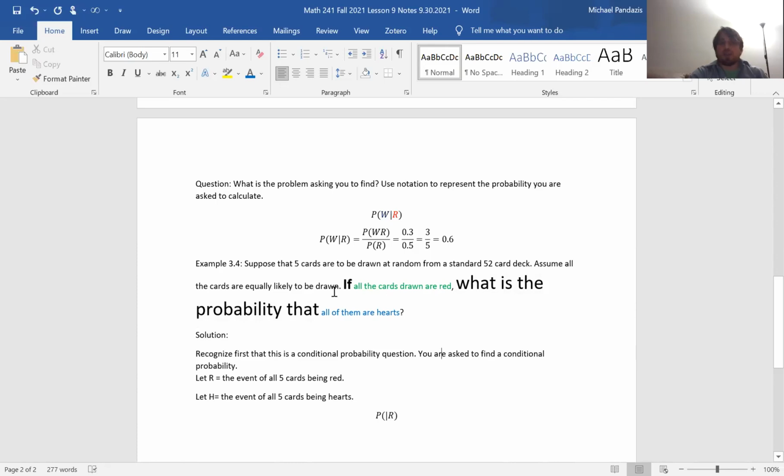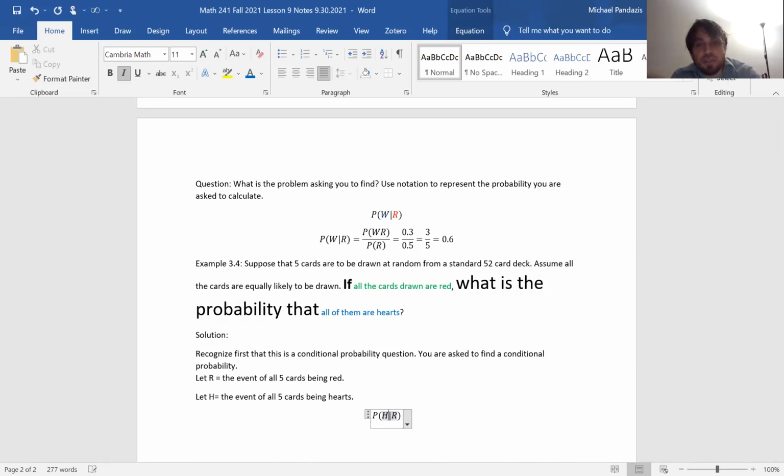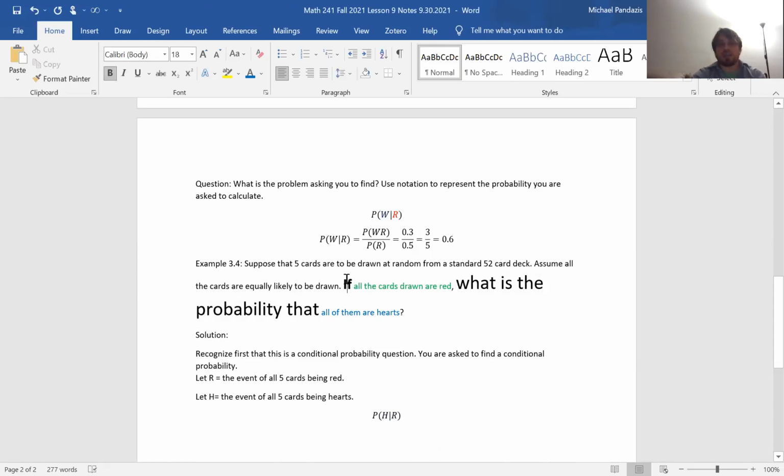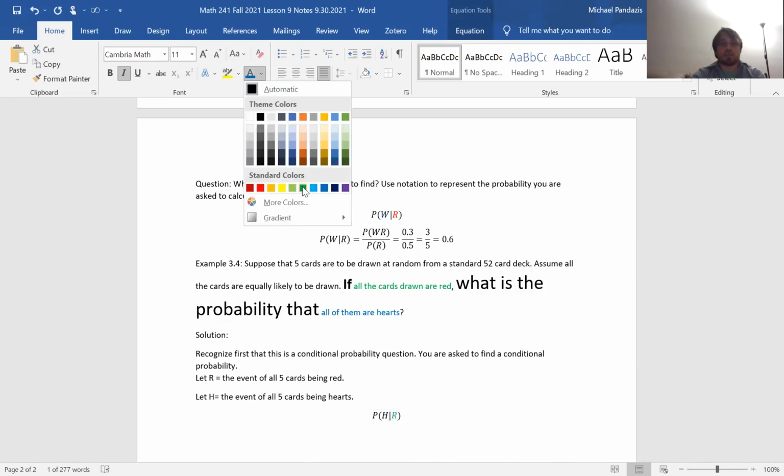It's saying what is the probability that, right? So if you're asking what probability you're trying to find, that's the probability you want. You're finding the probability that all of them are hearts. So to the left of the vertical line is H because that's the probability you want to find. And to the right is the given event because all the cards drawn are red is the event. It's the given event. It's what's after if.